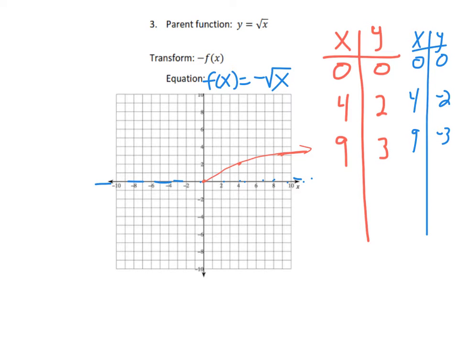And so we have these points: (0, 0), (4, -2), and (9, -3). And so we have this upside down version of the previous curve.